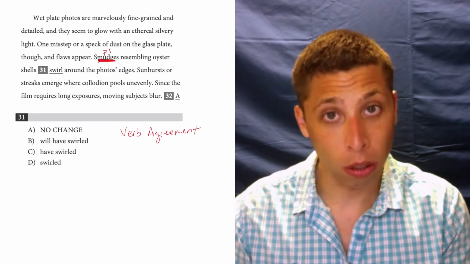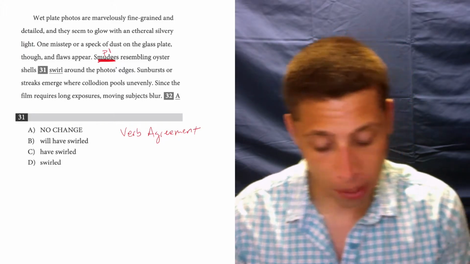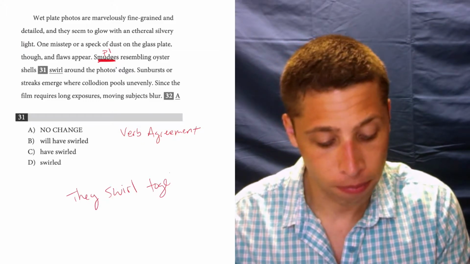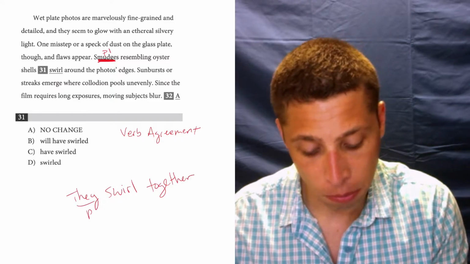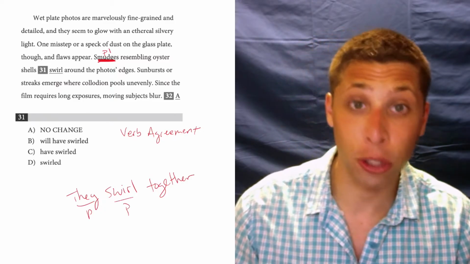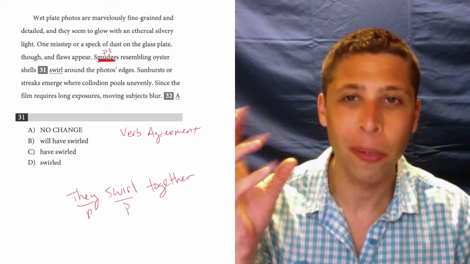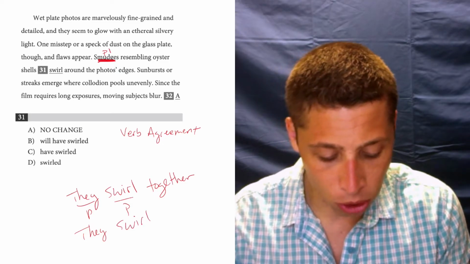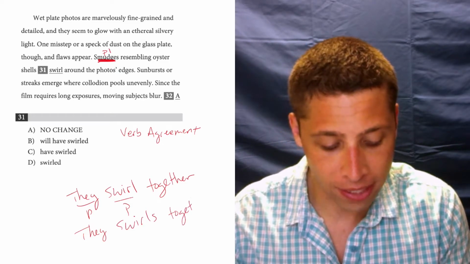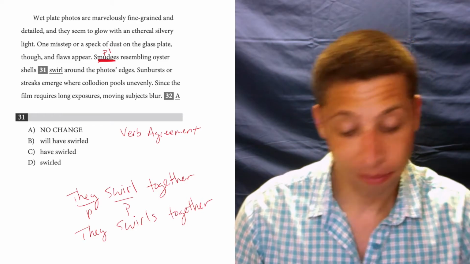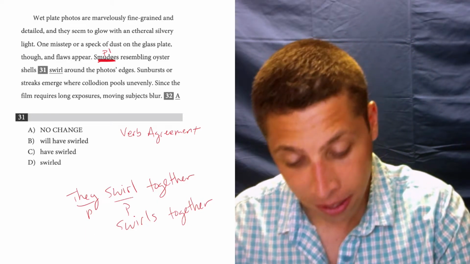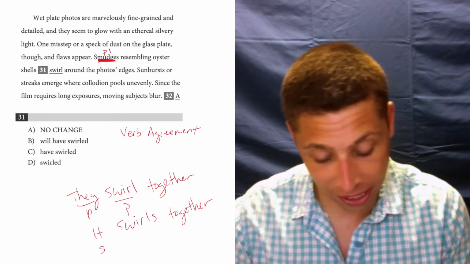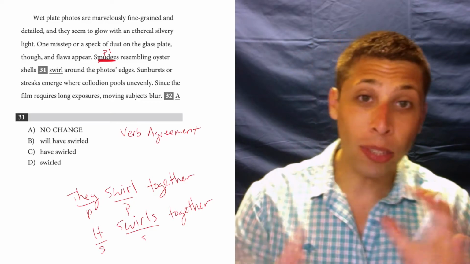Well, swirl is plural, right? Because we could say something like, they swirl together. They is plural, so swirl is plural. That sounds good. One good thing about verb agreement is usually we can hear when it's good, because we wouldn't say something like, they swirls together. That sounds terrible. We might say instead something like, it swirls together. That sounds better, right? So that's because that's singular and this is singular. So that's really what verb agreement is all about.